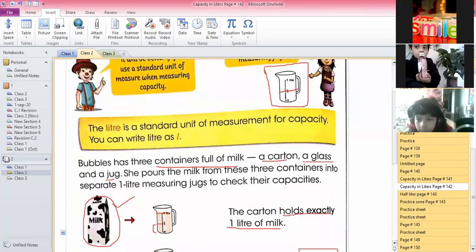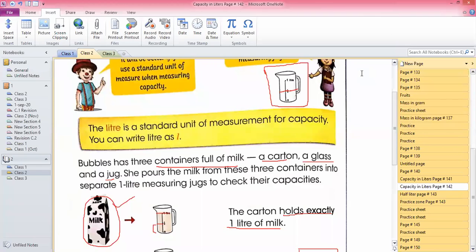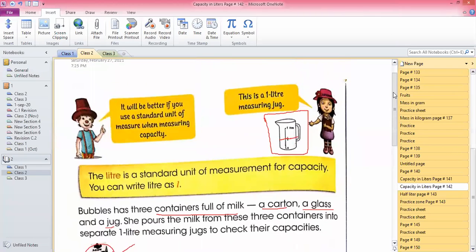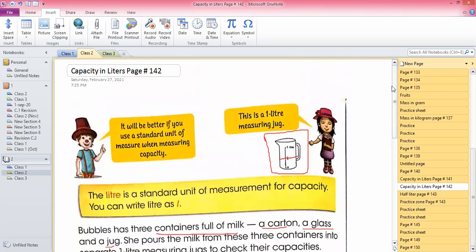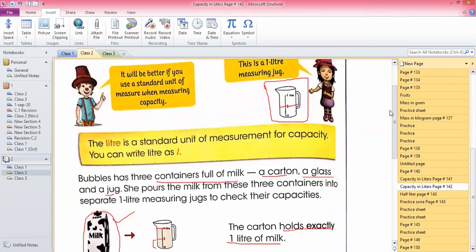I welcome all of you guys to lesson number 34 for grade 2 mathematics. What we are studying nowadays is measurement: capacity in liters and half liters.